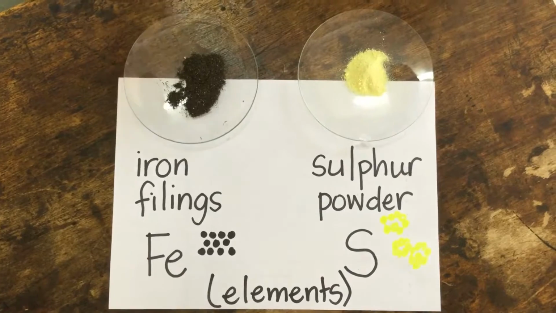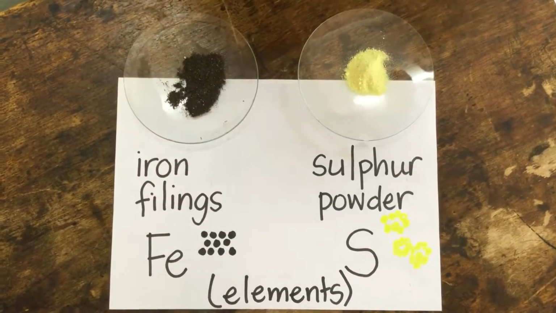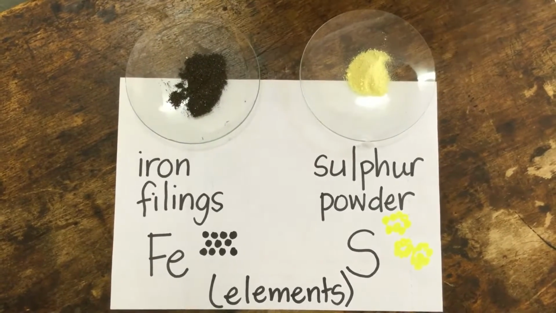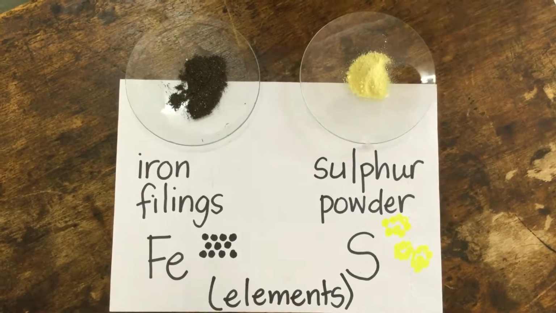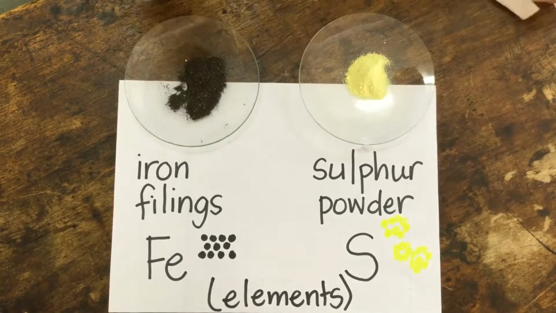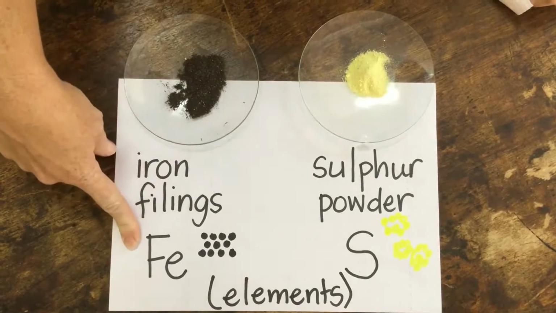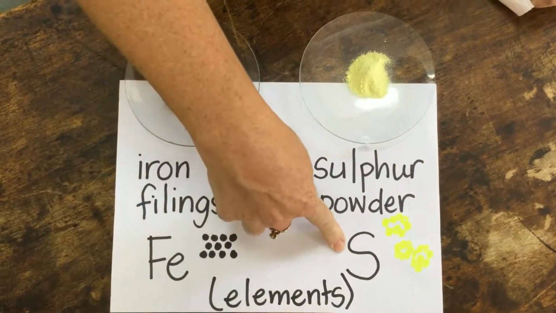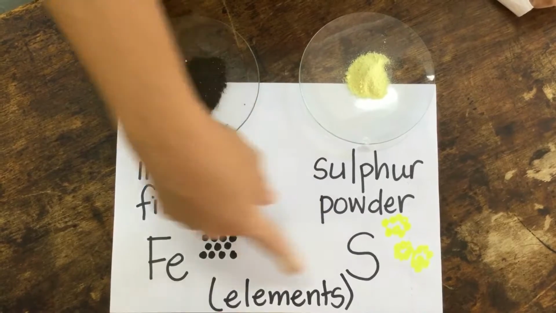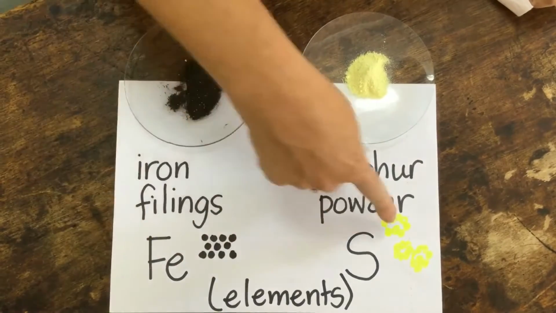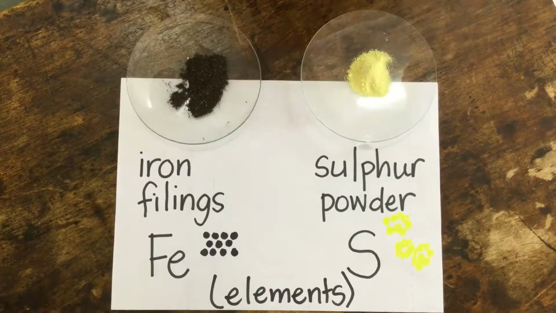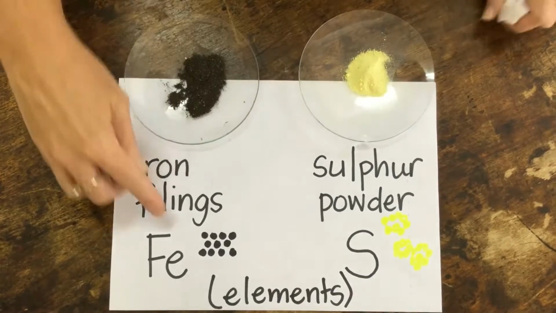Okay, in this video we're going to talk about elements, mixtures and compounds, and we're going to use some examples that I have here. We've got iron filings and we've got sulfur. Now both of these are elements found in the periodic table. Iron is a metal element and sulfur is a non-metal element. And each of these are elements, which means they are made of the same type of atom.